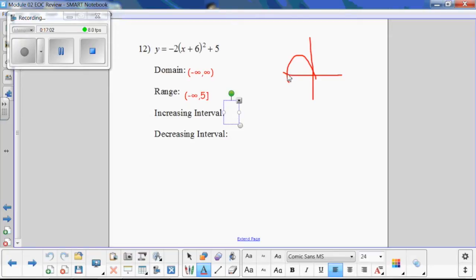Our increasing interval will be where our slope is positive. We're going uphill, so that would be -∞ to -6. At -6, we start decreasing. So we get -6, and we never stop, so that would be infinity.